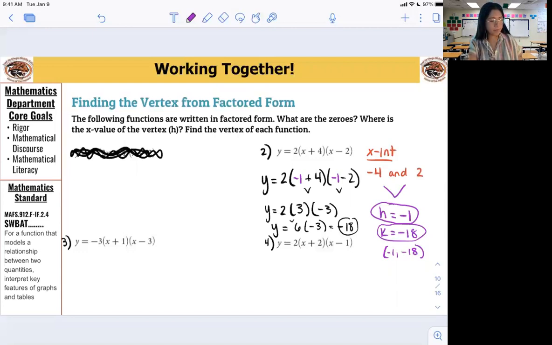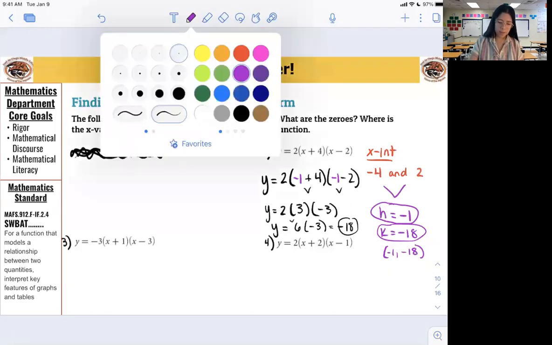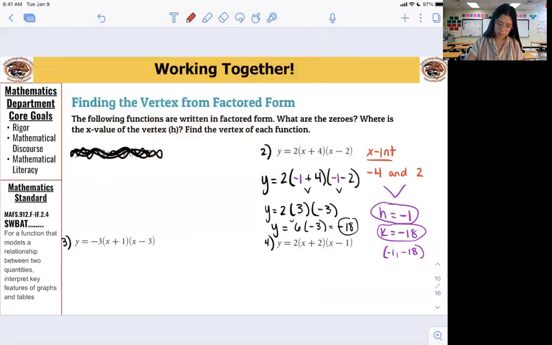All right. So let's go through it real quick. What are my x-intercepts? -1 and 3. -1 and +3, yeah. What number is right smack in between -1 and +3? +1. So h equals 1.